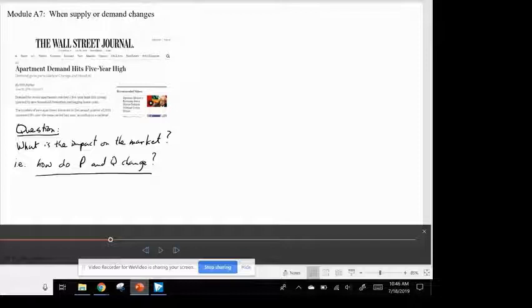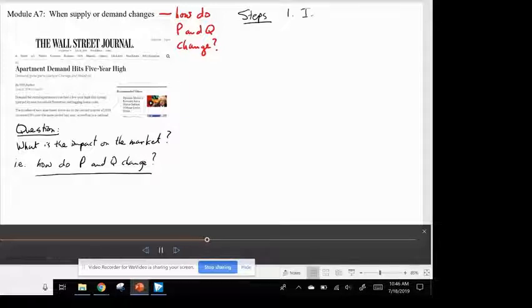The headline from the story in the Wall Street Journal reads, "Apartment demand hits 5-year high." Our question again is, what is the impact on the market? How do price and quantity change? To address this, to use our model of supply and demand, we follow a 3-step process.